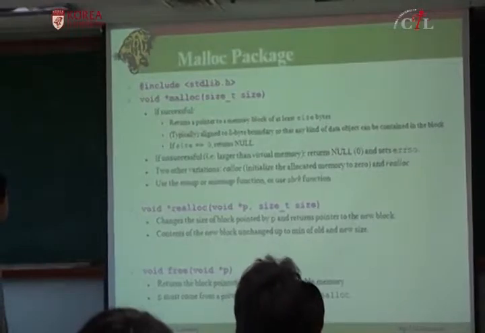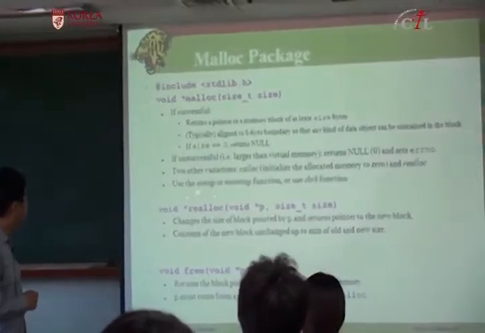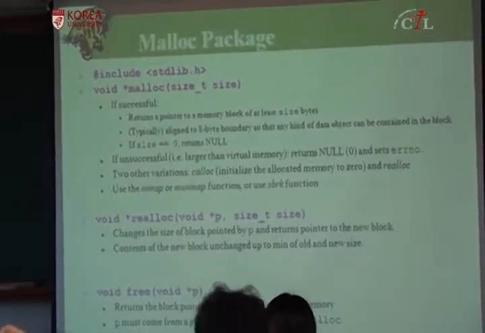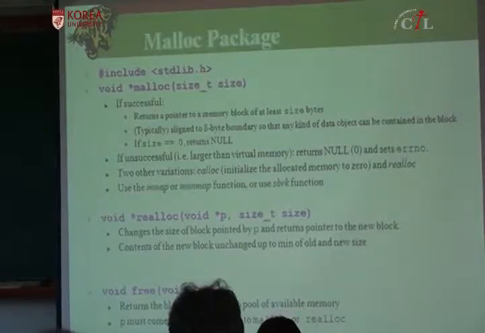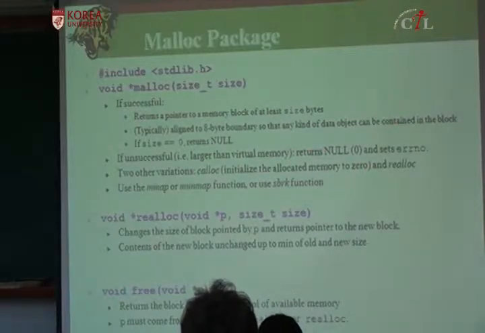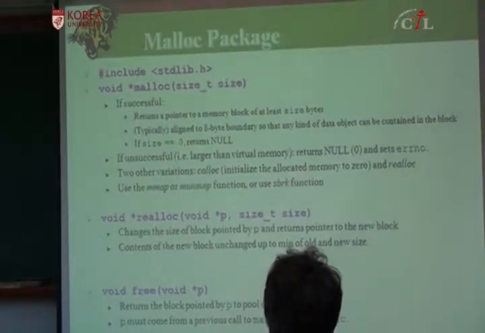There is malloc, and there is realloc, and there is calloc. The difference between malloc and calloc: with malloc you request this much size, but the memory is not initialized. You don't care. But if you want to initialize to 0, then you have to use calloc. Calloc means it will be initialized to 0. Inside malloc, they use the mmap function, which we have discussed, or the sbrk function.